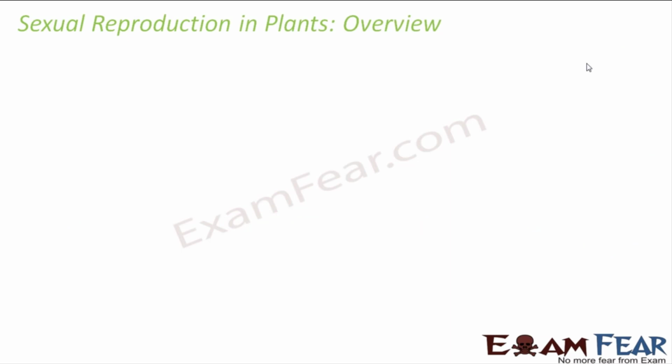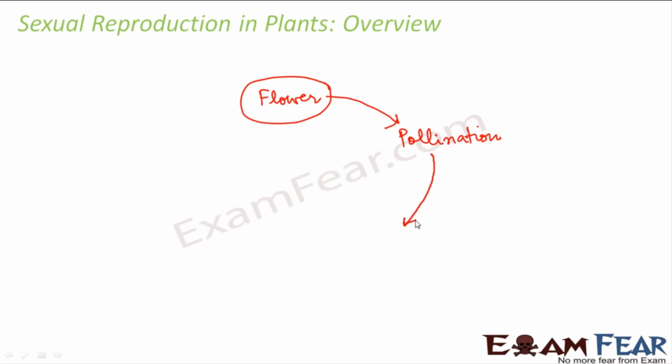So let us have a quick overview of the entire cycle. Which was the reproductive part of a plant? It was the flower. So it all started with the flower. Inside the flower we have the male gametes, that is pollen grains, and the female gamete, that is the egg. What happens at the first stage of reproduction? Pollination. In pollination, the male gametes, that is the pollen grains, will be transferred to the female part of the flower, that is to the stigma. So now the pollen grains are in the female part.